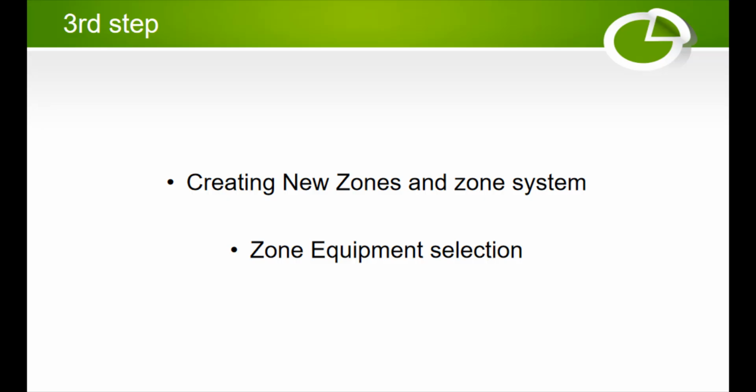In the second step, create a zoning system. This system helps us choose the equipment for each zone and decide how to heat or cool each area. It's a key step in Revit because it helps organize the heating and cooling system efficiently.